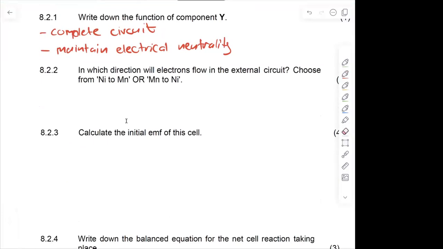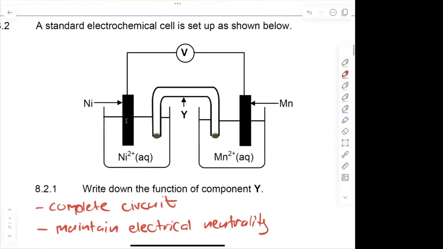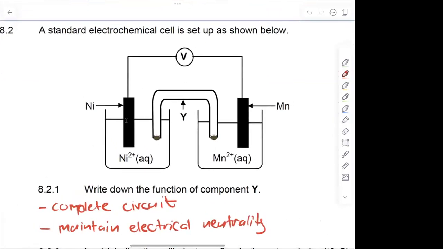8.2.2. In which direction will the electrons flow in the external circuit? Please get that part right. In the external circuit, what direction will the electrons flow? Choose nickel to manganese or manganese to nickel, right? Let's quickly go back. So what direction will the electrons flow? Nickel to manganese or manganese to nickel? I'll give you guys 2 minutes to quickly do that. Remember, you have to refer to your table of standard electrode potentials to figure out what's really going to happen there. What's getting oxidized, what's getting reduced, and where do my electrons flow?